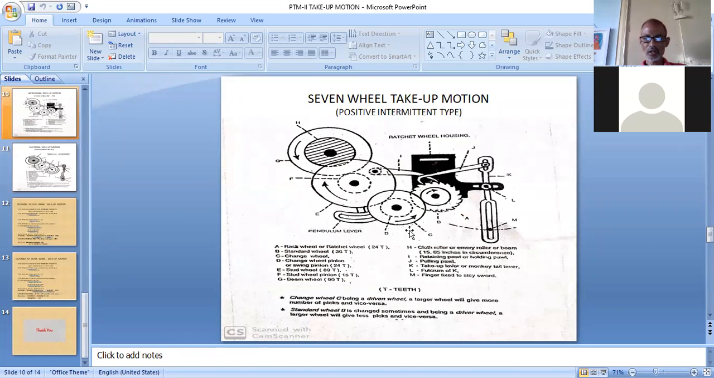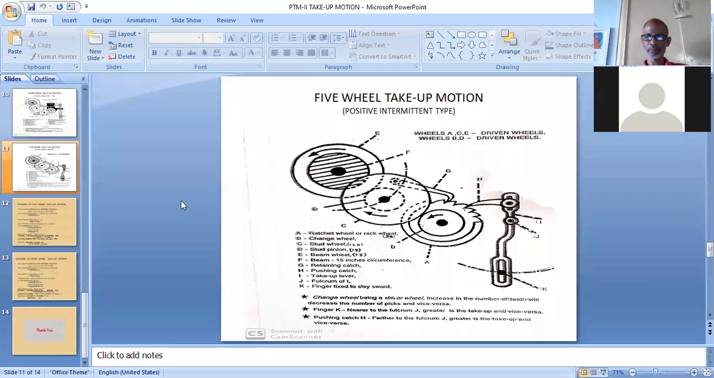here the change wheel is a driven wheel, because here this is driven, this is the driver. This is the driver wheel because it is driving this. So the change wheel is a driven wheel in this case. And this has a particular importance, significance, that's why I'm mentioning this. And here the change wheel is a driver wheel.